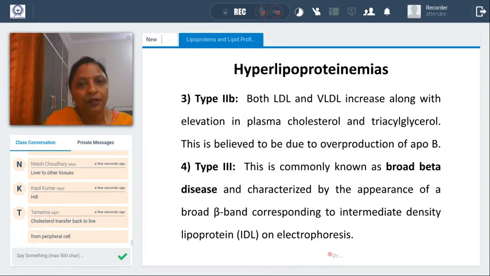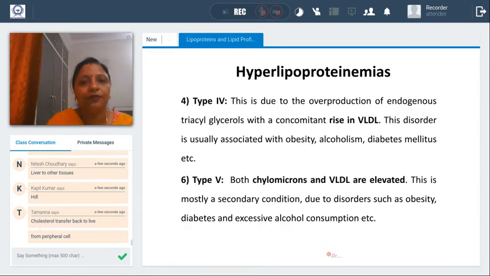Next, the third type of hyperlipoproteinemia is type 2B. Both LDL and VLDL increase along with elevation in plasma cholesterol and TG, and this is believed to be due to overproduction of ApoB lipoproteins. Type 3 is commonly known as broad beta disease and is characterized by the appearance of a broad beta band corresponding to intermediate density lipoprotein, IDL, on electrophoresis.